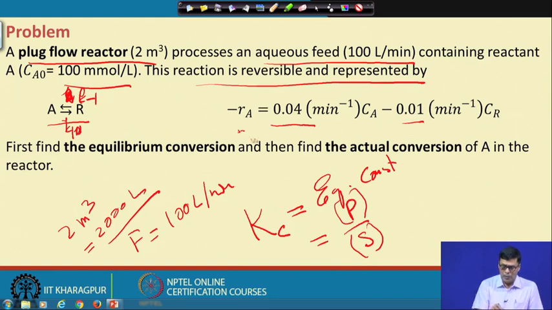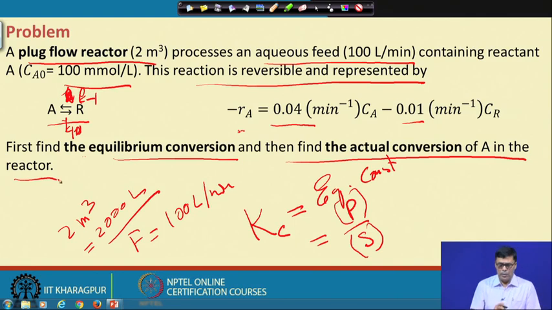This is how we can first find the equilibrium conversion, and then find the actual conversion of A in the reactor. So two things we shall have to find out in this particular problem. What is the equilibrium condition? That means, under equilibrium condition, what percentage of substrate is converted, and what is the actual substrate converted in this reactor. Both portions we shall have to solve in this problem.